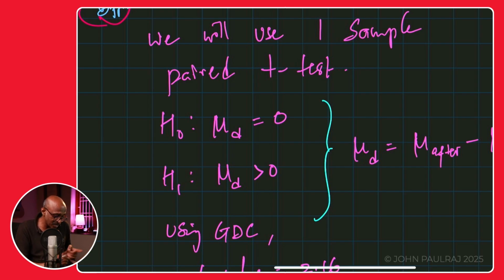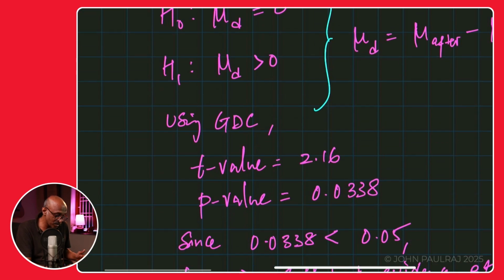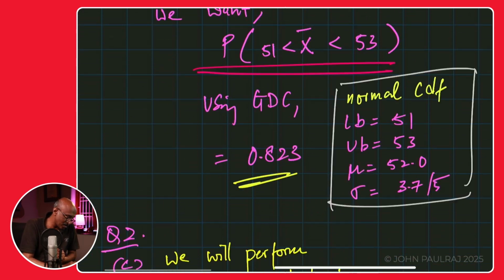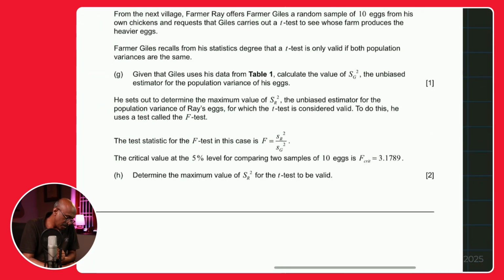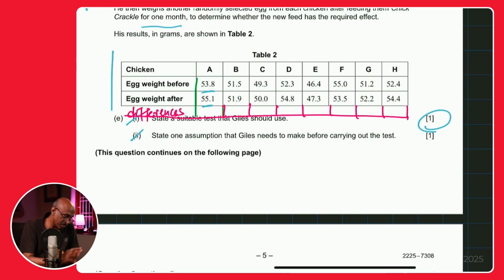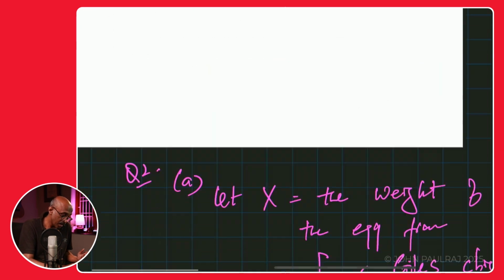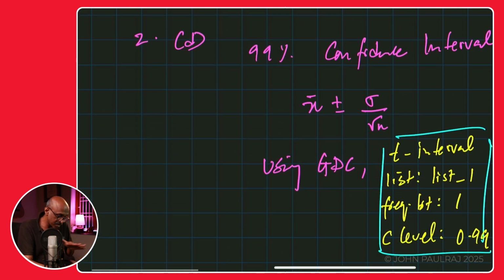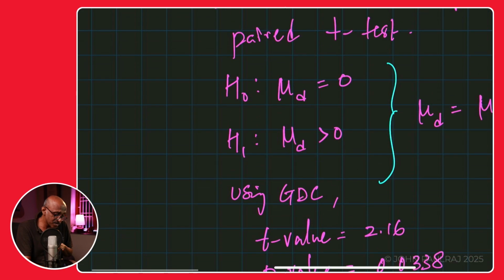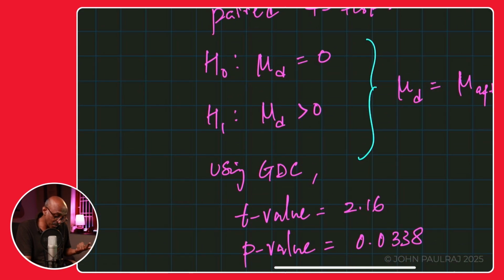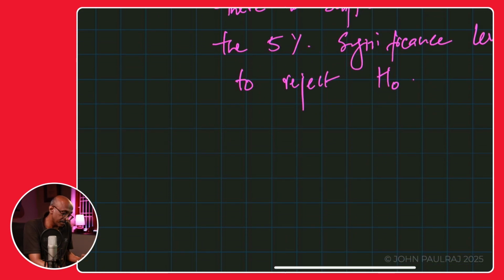H naught is being rejected. That means the difference is not zero, which means you are going to, don't literally say we're going to accept, but we are going to put it in the context. And what is the context? Remember, the context in the question is that there are these eight chicken who were tested before and after the feed. The weights of the eggs were tested before and after. And if your null hypothesis, the status quo as we sometimes say, is that there is no difference, and we are going to reject that null hypothesis, so we can say that for these eight chicken, you can be as specific as possible, playing it safe.